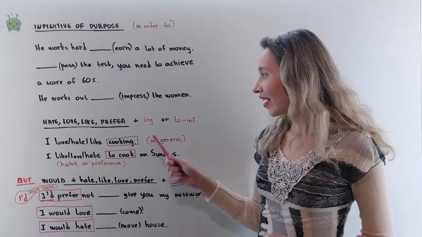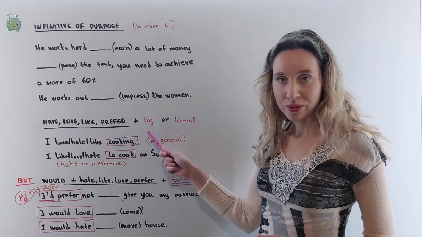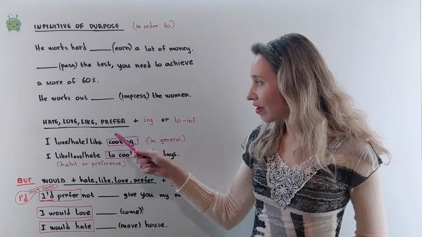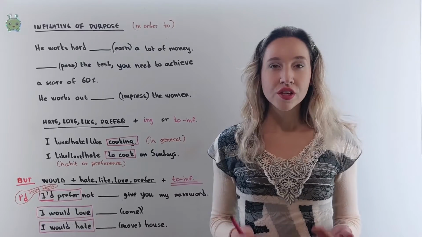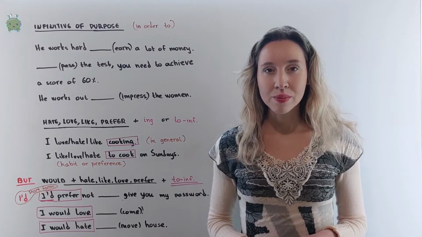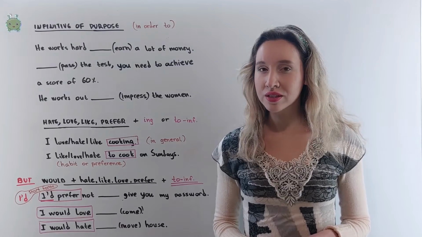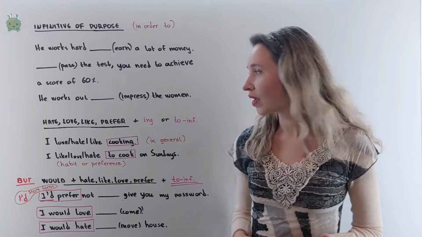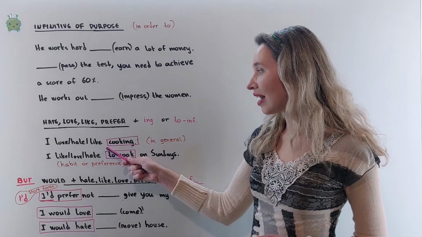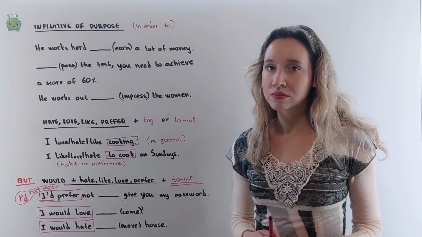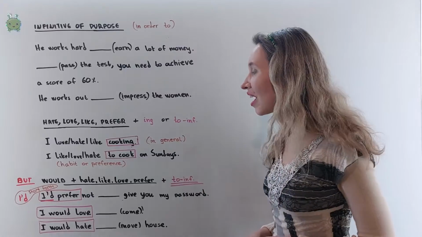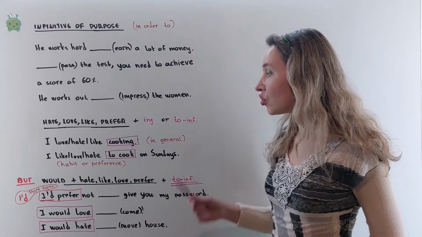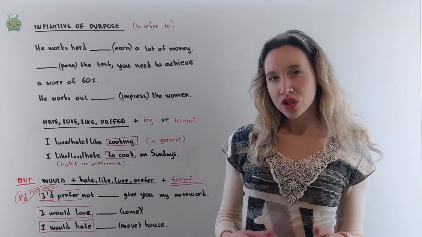You can use an ing, a gerund, or a to infinitive after hate, love, like, and prefer. The to infinitive expresses a habit or preference. The gerund expresses enjoyment or lack of it. I love, hate, like cooking. In general, I love it or like it or hate it. I like, love, hate to cook on Sundays. This shows a habit.